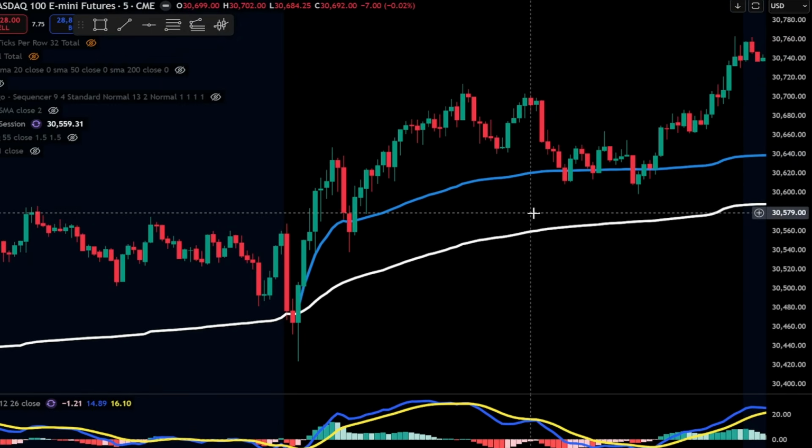So again, regardless if you trade the S&P, you trade the NASDAQ or any other asset, the anchored VWAP should be a tool that you pull out of your toolbox when you're trading the markets.